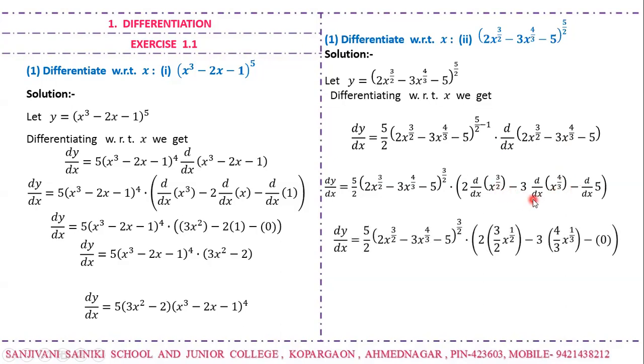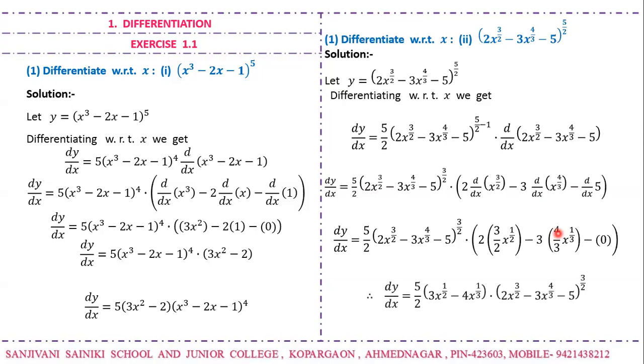Now here in both the cases we use the formula d by dx of x raised to n is n times x raised to n minus 1. So n times means 3 by 2 times x raised to n minus 1. So 3 by 2 minus 1. 3 by 2 minus 1 is 1 upon 2 and 4 by 3 minus 1 is 1 upon 3.